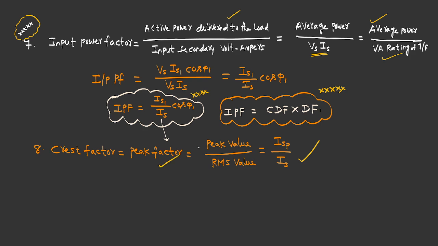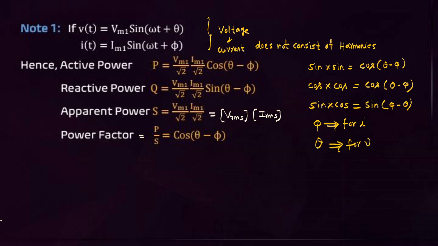Then we have to define crest factor. It is peak value by RMS value. This crest factor is also called peak factor. These are the input performance parameters.